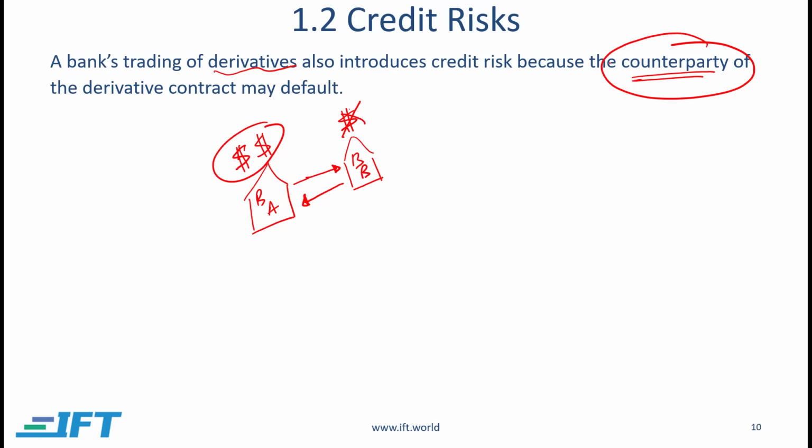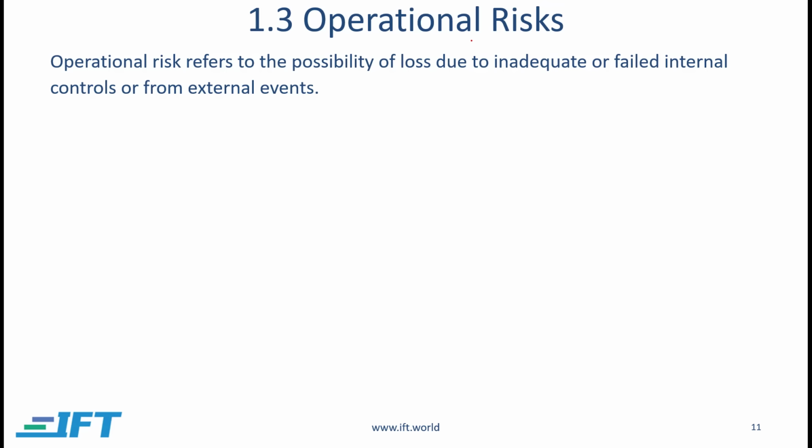So you also have to understand that when we talk about credit risk, it's not only your borrowers defaulting, it is also the financial institutions that you're doing derivative trades with that could default, right? So that is a type of credit risk, but you will learn more about this in FRM part 2. Now moving to operational risks.